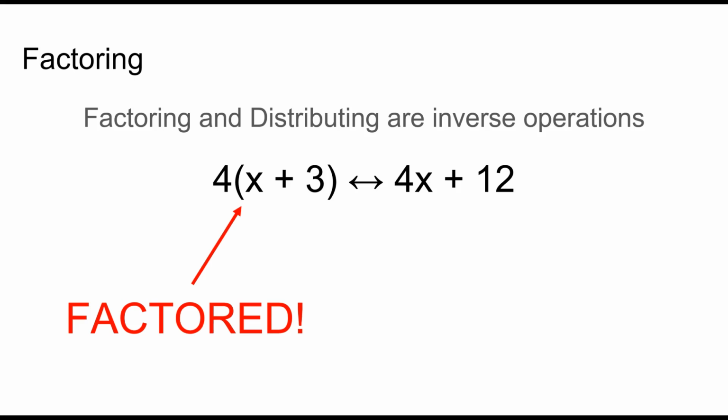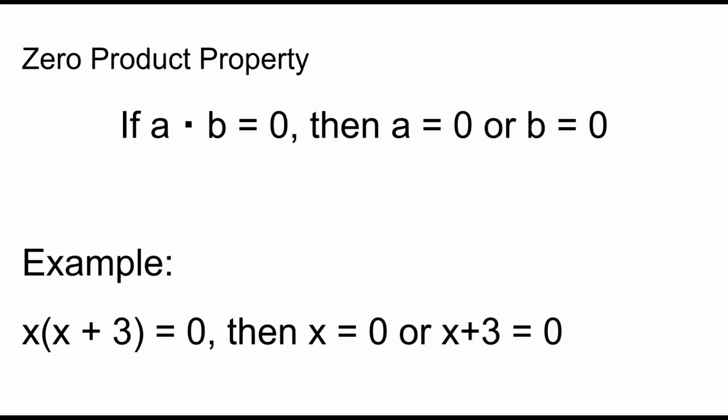So let's think about factoring and distributing. These two are reverse operations. We're used to distributing to get the answer, but sometimes we have to reverse and factor it so it looks like a distributing problem. The zero product property is when two things are multiplied and the result is 0, one of those things has to be 0.